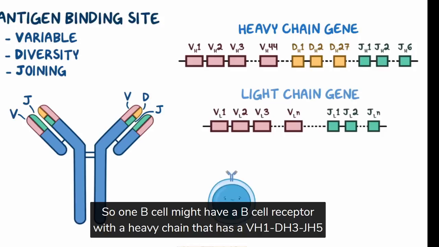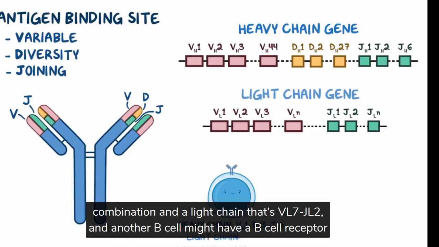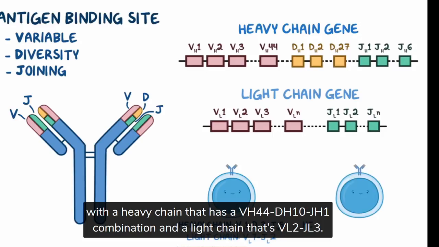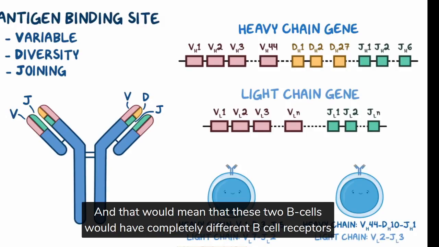So one B cell might have a B cell receptor with a heavy chain that has VH1, DH3, and JH5 combination, and a light chain that's a VL7, JL2. And then there might be another B cell that has a B cell receptor with a heavy chain that has a VH44, DH10, JH1 combination, and a light chain that's VL2, JL3. And that would mean that these 2 B cells would have completely different B cell receptors, and therefore different antigen specificities.